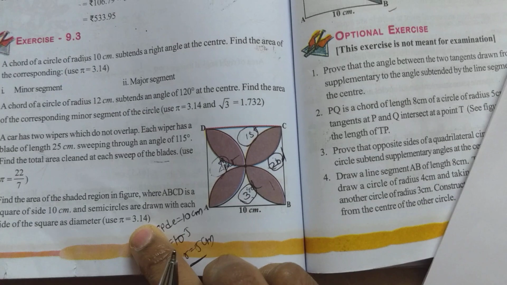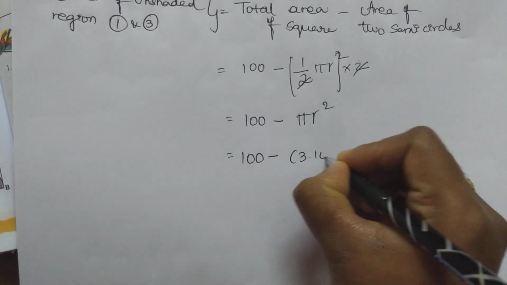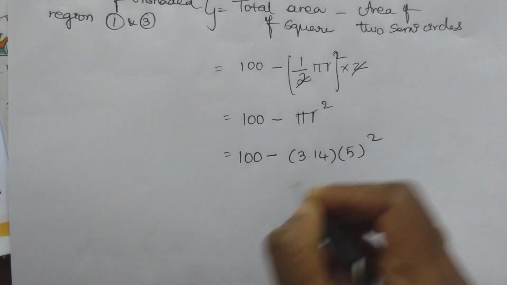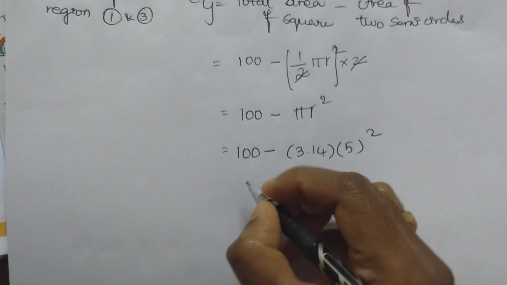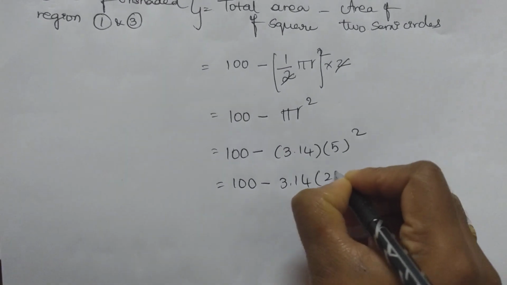Pi, they told us to use 3.14, correct? Yeah, so 100 minus 3.14. What is the radius? We got it as 5 square. Radius is 5, so 5 square it becomes. So 100 minus 3.14 into 25.